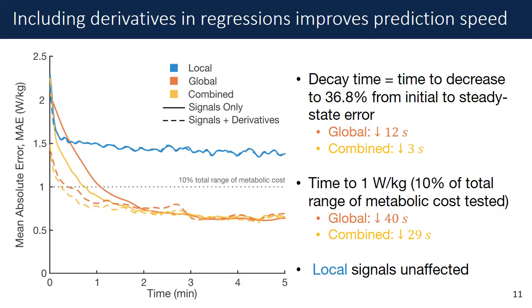We also looked at the metric of time to 1 watt per kilogram, or how quickly the error fell below a threshold of 1 watt per kilogram. This threshold was chosen because it represented 10% of the entire range of metabolic costs that users experienced across all the different activities. Now here we see very large time savings, with the global signals reaching 1 watt per kilogram 40 seconds faster with derivatives, and the combined signals reaching 1 watt per kilogram 29 seconds faster when derivatives were included in the regression. So these results show us that simply including derivatives in the multiple linear regressions can be responsible for large time savings when trying to achieve some acceptable error threshold.